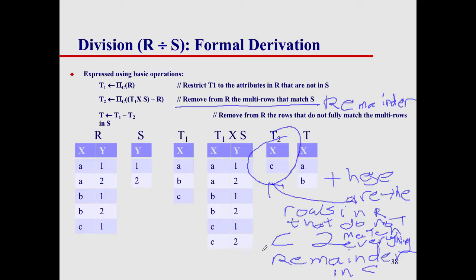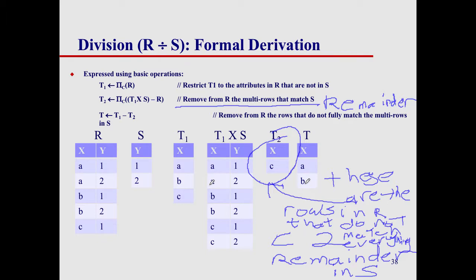And I'm sorry that I'm slopping over, but what we're getting is, if you have a set that matches everything in S, then it will be completely removed from this relation right here. And so all we're left with is stuff that does not completely match S. And so the final thing we do is we subtract T2 from T1. So what we're saying is, from the original tuples in R, subtract out those that do not match all the rows in S, and we're left with A and B.